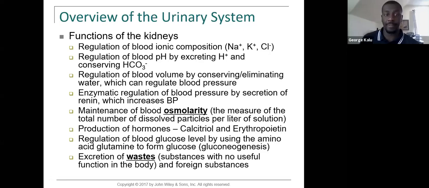So the functions of the kidneys are pretty vast. There's going to be a lot of different functions that the kidney is going to be able to do. But again, its overall job is to help regulate your blood composition and your blood homeostasis. As it does that, it's going to be producing urine as a byproduct of that main overall function of regulating your blood homeostasis.